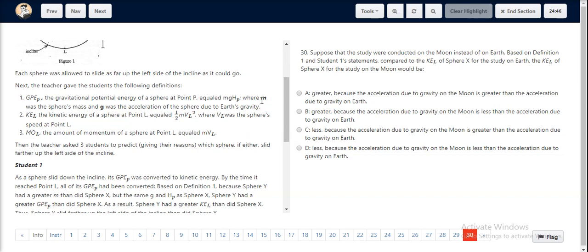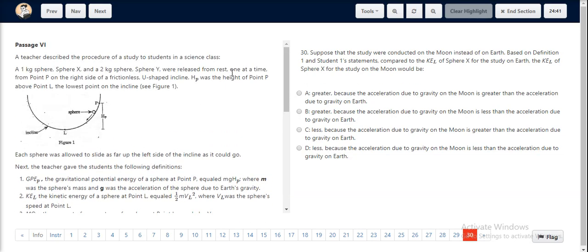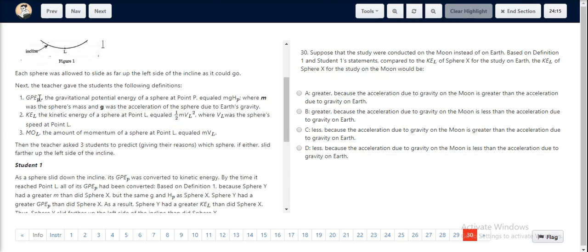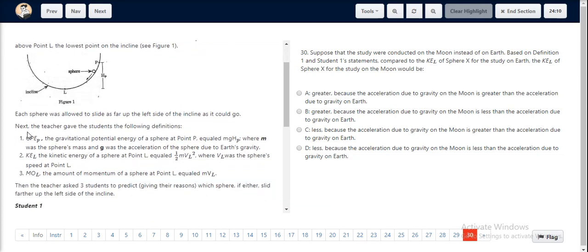We know that the mass is constant since we are only looking at sphere x. The hp, which is the height of point P above point L, is also constant. The only thing changed here is the g, which is the acceleration of the sphere due to Earth's gravity. The acceleration due to Earth's gravity would be greater when you compare it with the acceleration due to the Moon's gravity. Hence, the gravitational potential energy of a sphere at point P on the Moon would be lesser.